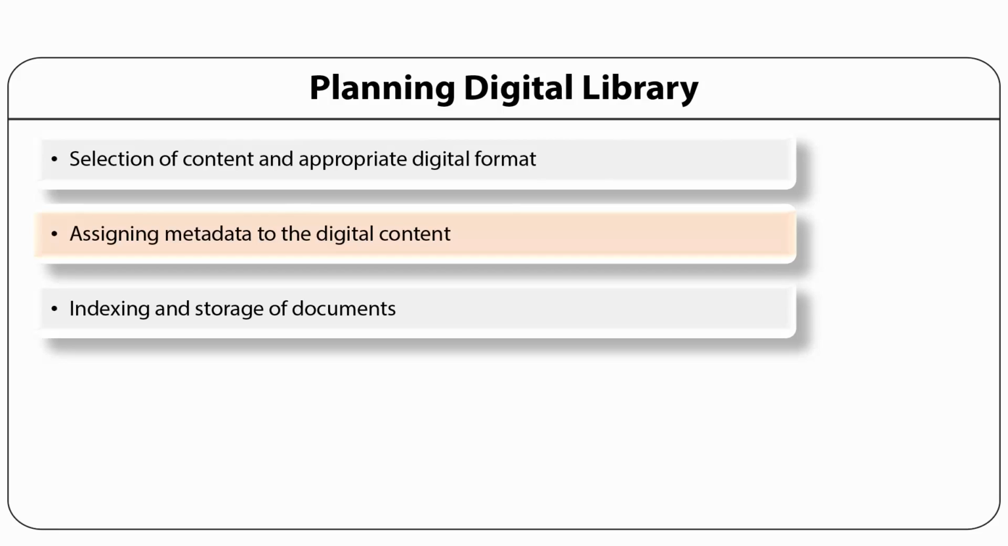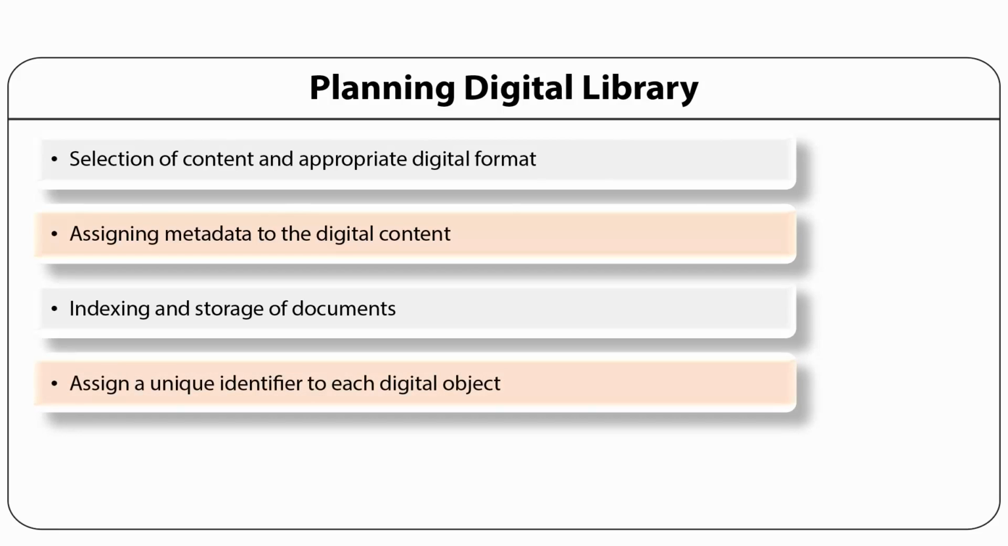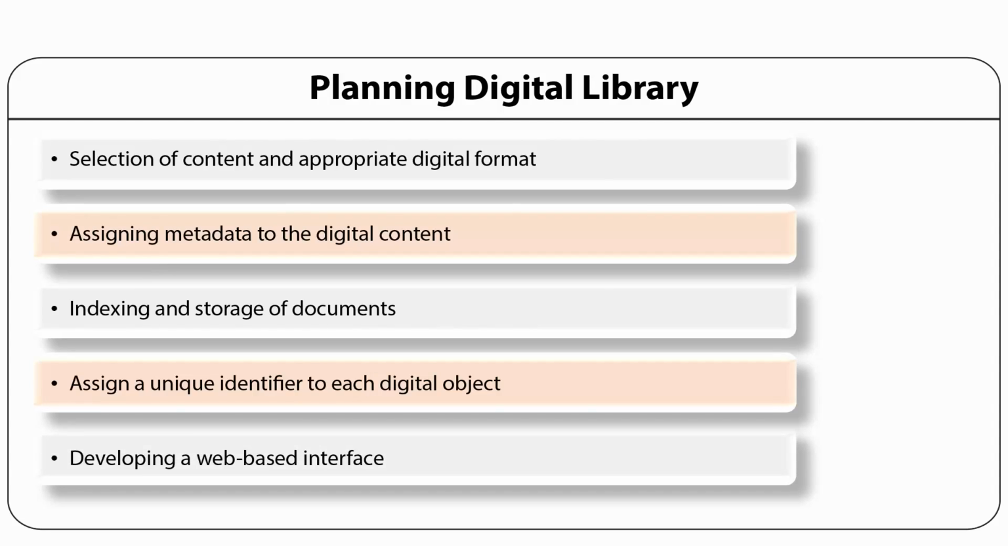And the next option is to assign a unique identifier to each digital object. This is to identify the digital document, a unique number to be allotted for each and every document, that is digital object identifier. This is like ISBN number for books and ISSN number for journals. The next option is developing a web-based interface. This is to enable search, browse, view and retrieve the contents by the user community.